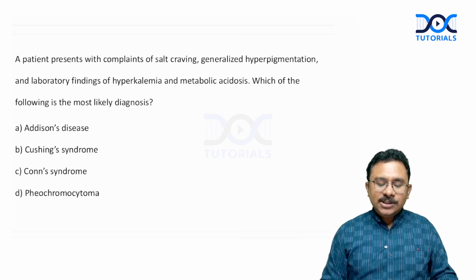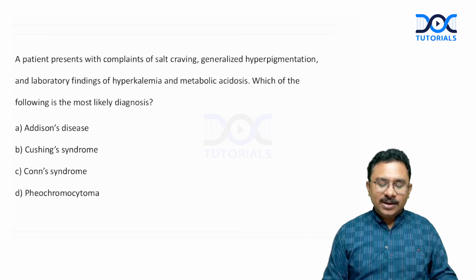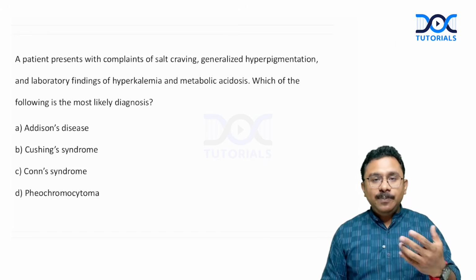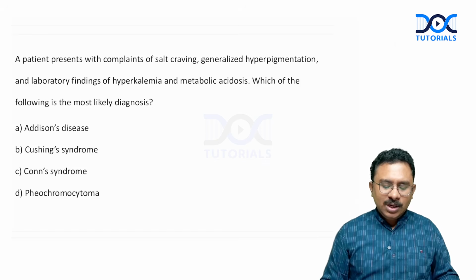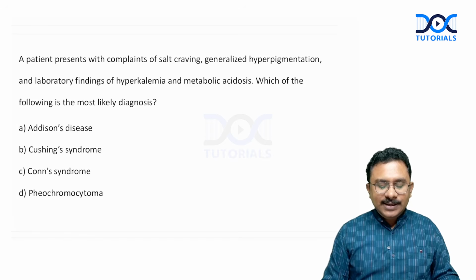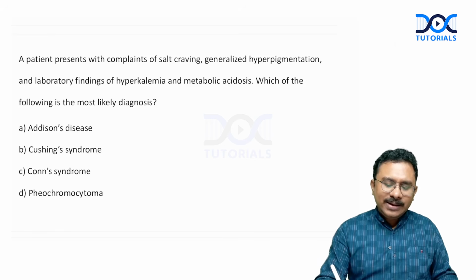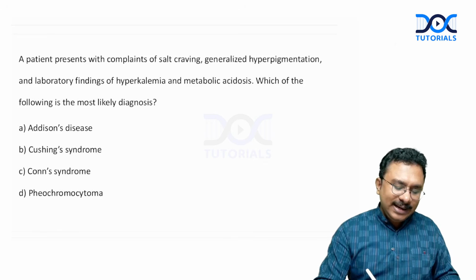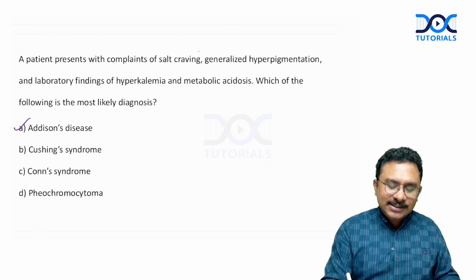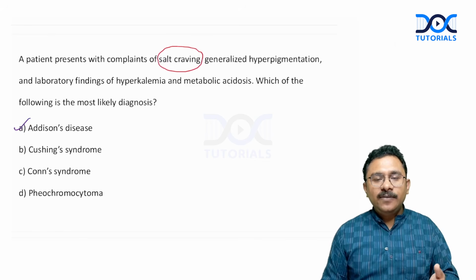A patient presents with complaints of salt craving, generalized hyperpigmentation, and laboratory findings of hyperkalemia and metabolic acidosis. What is the likely diagnosis? Most likely diagnosis: Addison's disease, Cushing's syndrome, Conn's syndrome, pheochromocytoma. So when you look at the question and options, it is actually best relating with Addison's disease here. Because in Addison's disease, you can have salt craving. And what is the reason for salt craving?